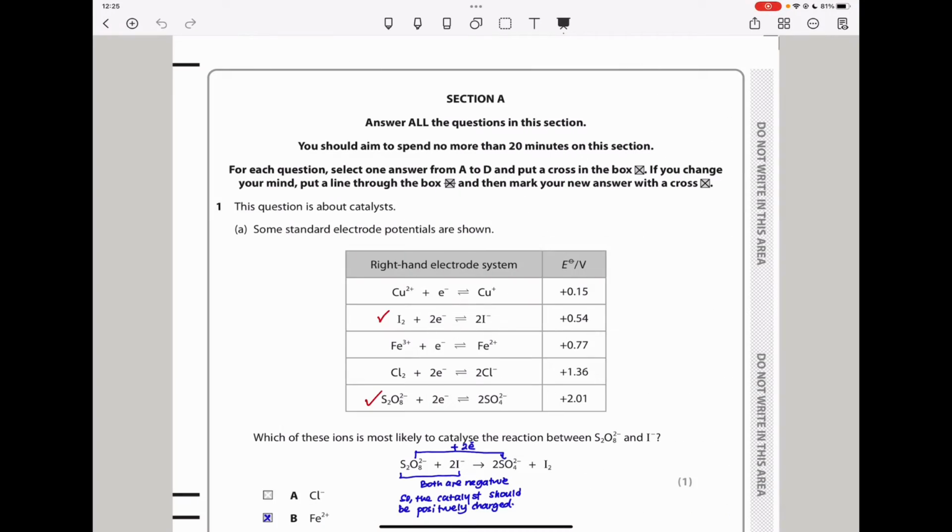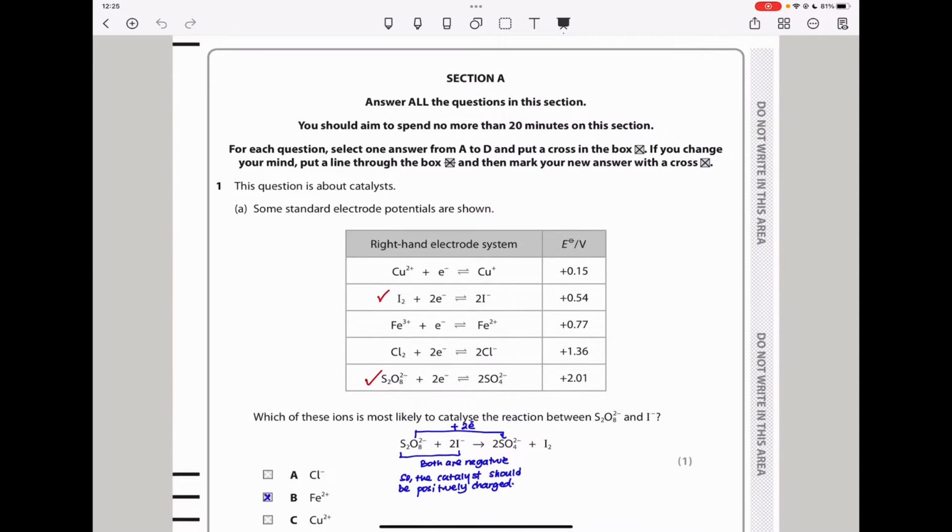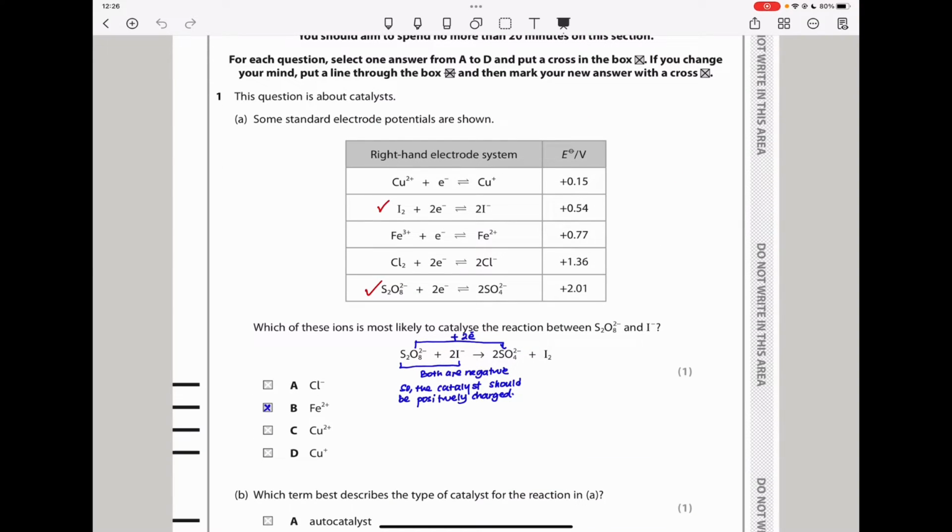It says, this question is about catalysts. Some standard electrode potentials are shown below. Here they've given us a table of electrode potentials, and then they continue to ask which of these ions is most likely to catalyze the reaction between peroxydisulfate as well as iodide. Now we need to see that peroxydisulfate is negatively charged and iodide is negatively charged, so they will kind of repel each other, and the reaction, if it occurs, is going to be slow. That is why we need to use a catalyst.